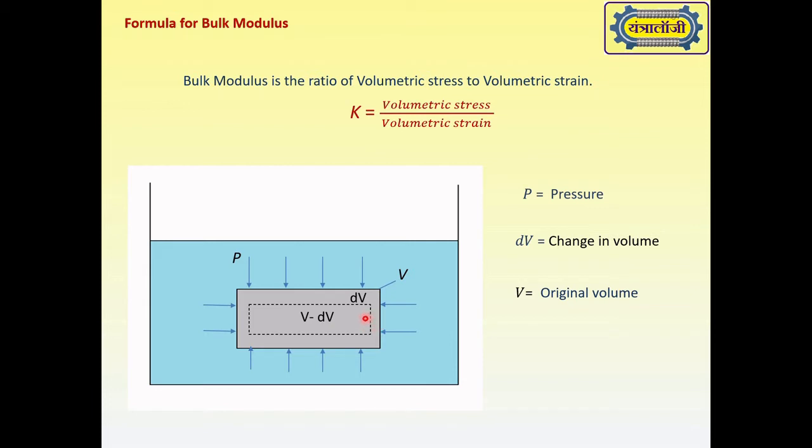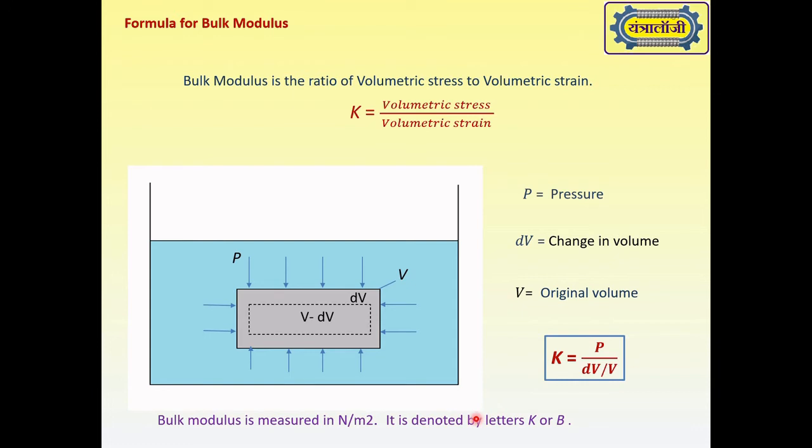Now, since the body is experiencing a hydraulic compression, internal resistance is developed, which is equal to the hydraulic stress, but this stress cannot be calculated directly. Hence the value of this hydraulic stress will be equal to P, which is the pressure, and we take the volumetric stress value directly as P, and the change in volume is dV. Original volume was V, hence the hydraulic strain or volumetric strain will be equal to change in volume upon original volume. Hence the formula for general use becomes K, which is bulk modulus, equal to P upon dV by V. The bulk modulus is measured in Newton per meter square, and it is also denoted by letters K or B.